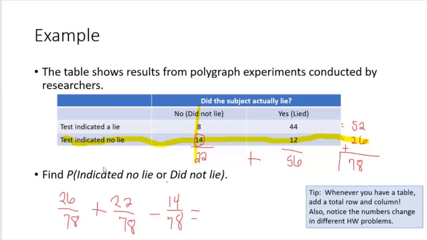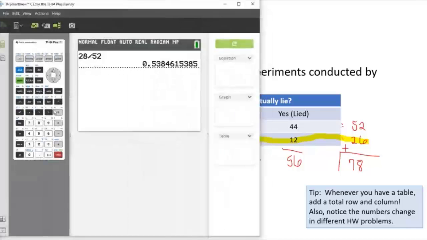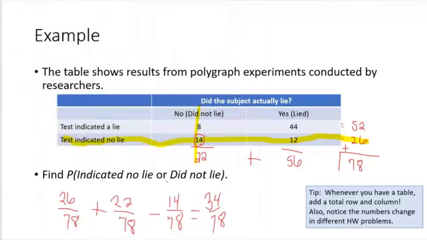So then 26 plus 22 is 48, and 48 minus 14 is 34. So now I'm probably going to need a decimal, and again, I just can't say it enough: make sure you look closely at what they want you to round to. 34 out of 78 is approximately 0.44.